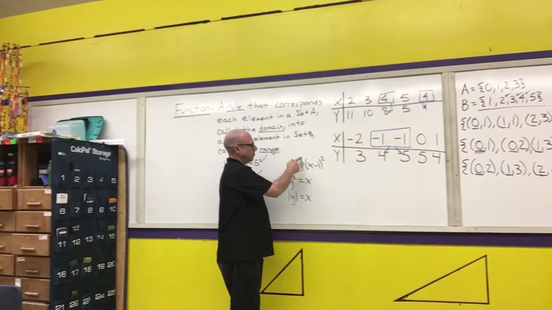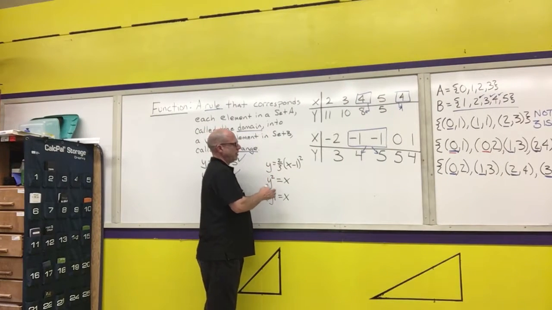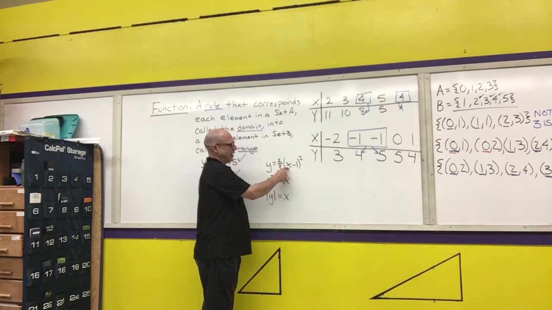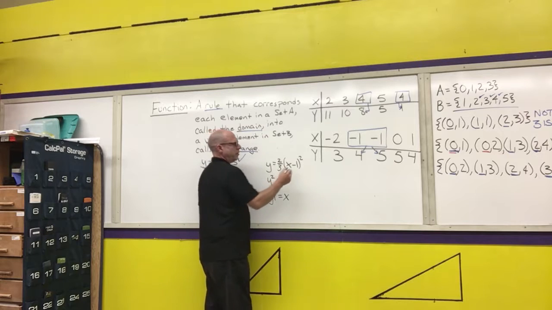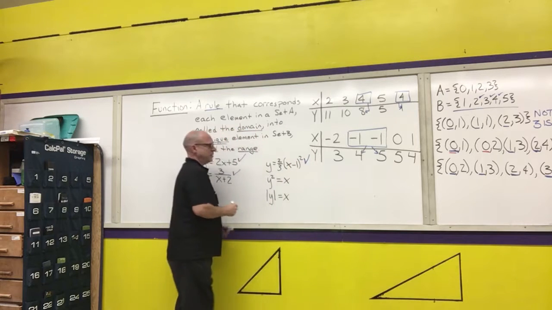Over here, I've got y equals 2/3 times the quantity x minus 1, squared. If I take a number and subtract 1, I'm only going to get a single number. Take a number and square it, again, it's only a single number. And multiplying a number by another number, again, gives me only a single number. So that one is a function.